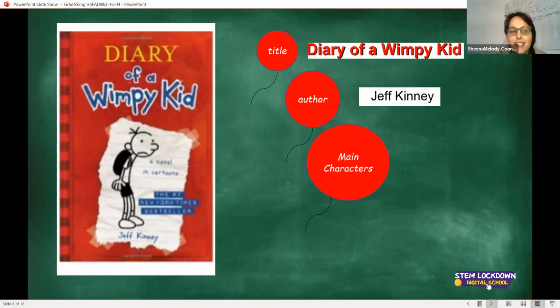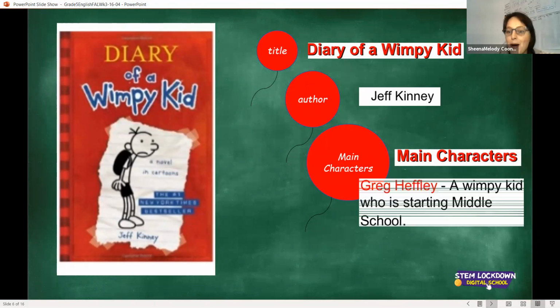Main characters. Our main characters are, does anybody know before I show you? Greg, yes. That was quick. Mohammed, very good. So it is the main character. A lot of you know about Greg. He is a wimpy kid who is starting middle school.